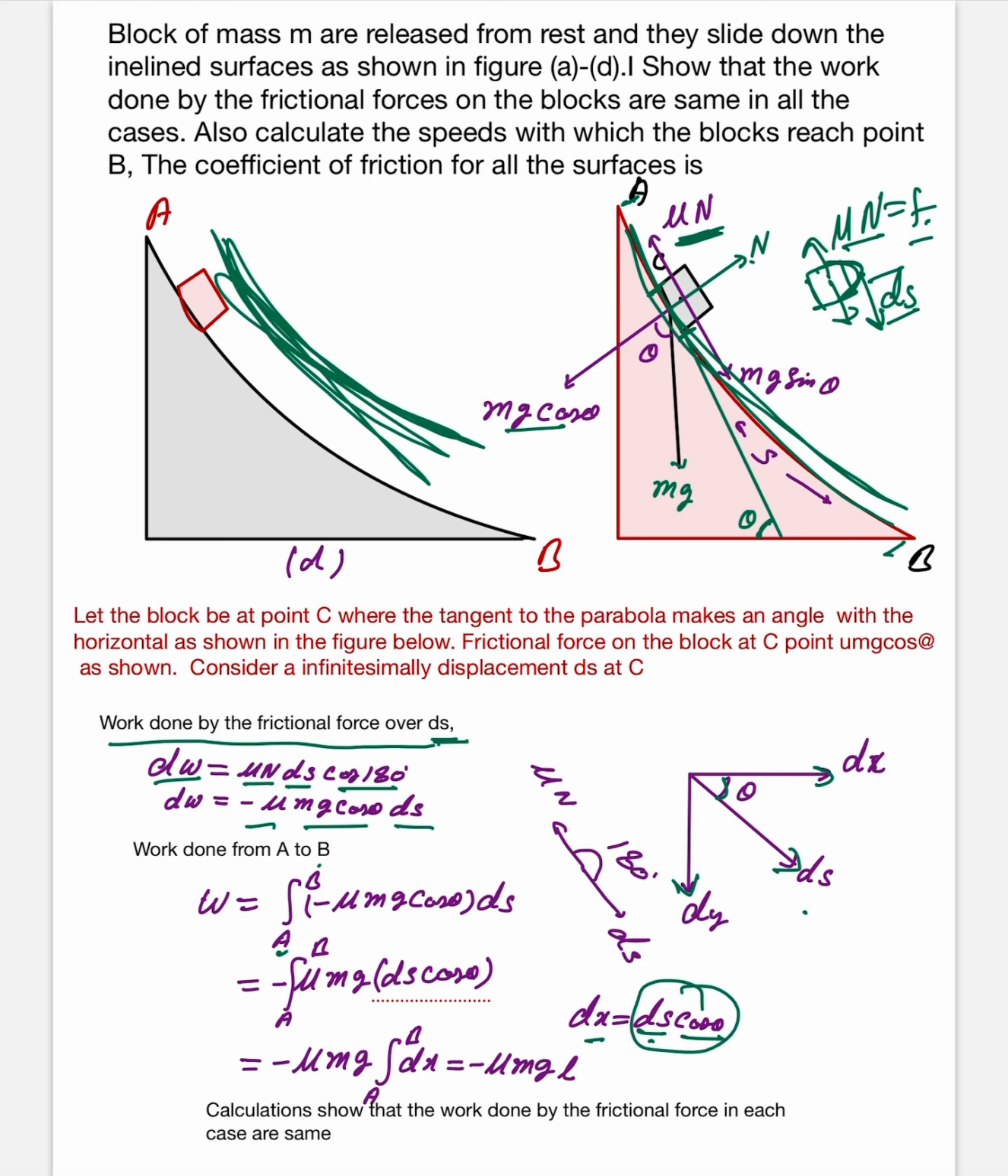So what about this value? That is dx, simply dx. A to B, what about ds? That is L. So that is minus mu mgL. So you can say that calculations show that the work done by the frictional force in each case is the same. Clear or not? This is the final answer.